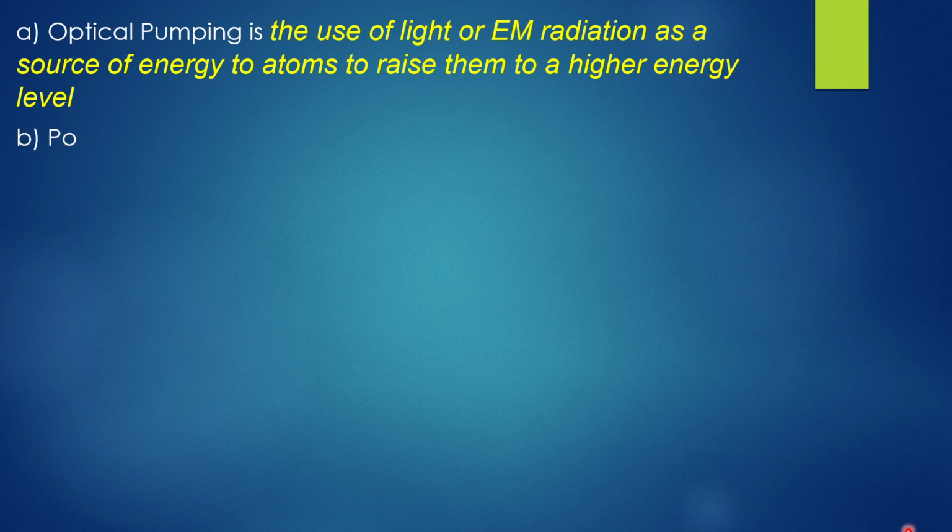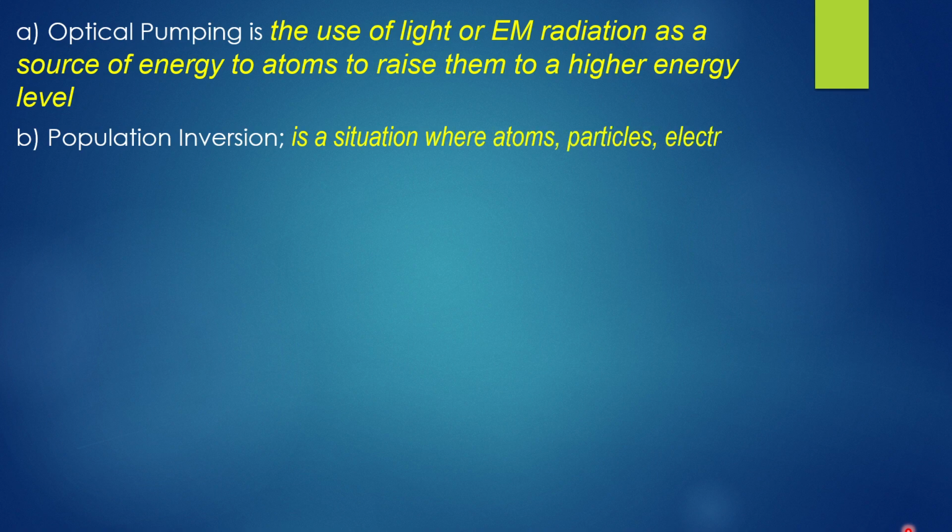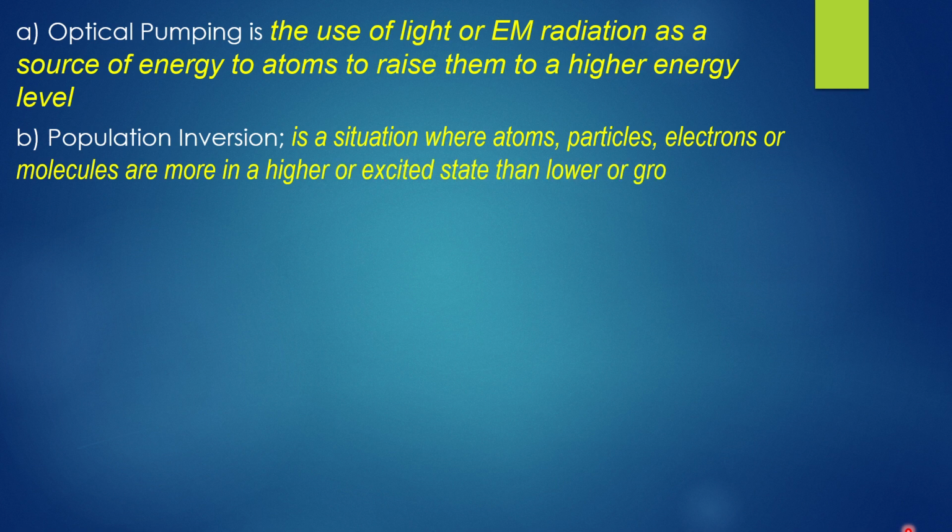The B part of the question asks us to define population inversion. You are first of all hearing the word inversion. It's a situation where atoms, particles, electrons, or molecules are more in a higher or excited state than in a lower or ground state. The population stands for the atoms, particles, electrons, or molecules, and the inversion is the higher state than the ground state. So that's the definition of population inversion.